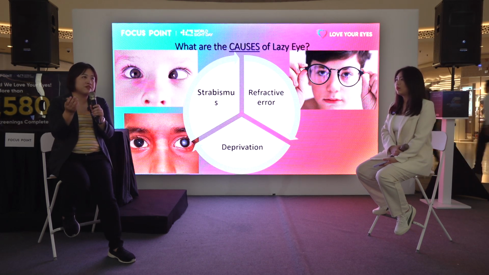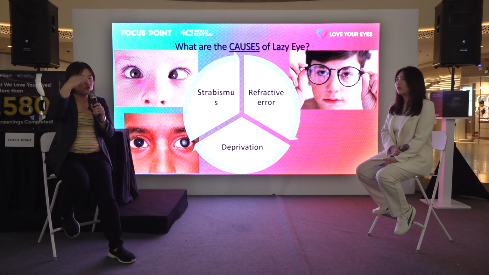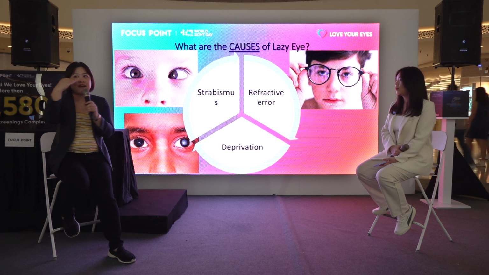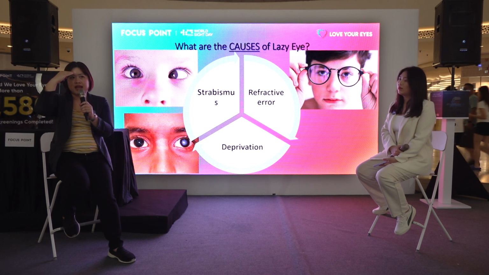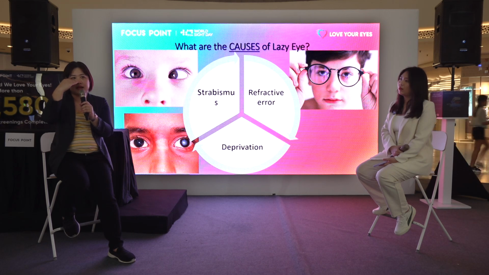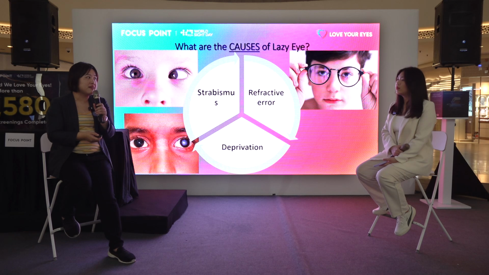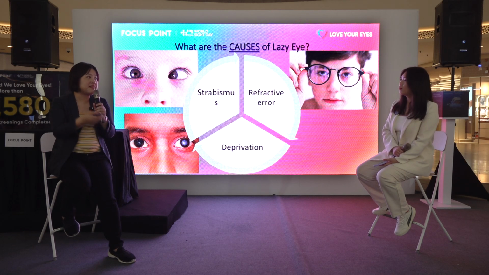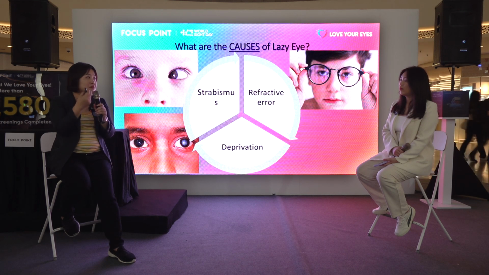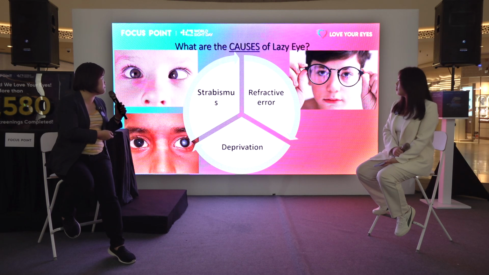Other causes of deprivation are ptosis, a droopy eyelid that covers the visual axis. When your eyelid is droopy, it covers the seeing part of the eye, then it can also cause a lazy eye. So for conditions like cataract that I mentioned just now, timely intervention is important. You have to send the kid for surgery, maybe within the first few weeks or first few months of life, to ensure that the eye develops normally and does not develop a lazy eye.